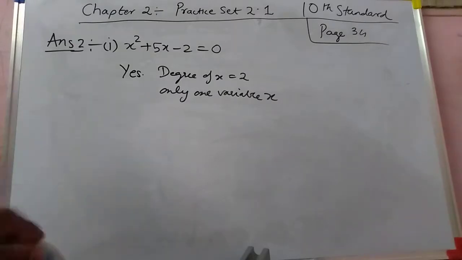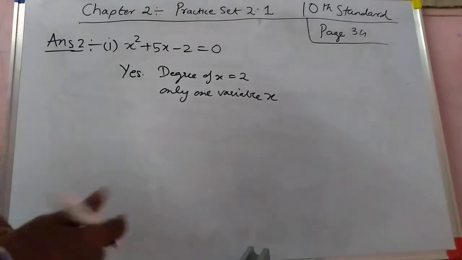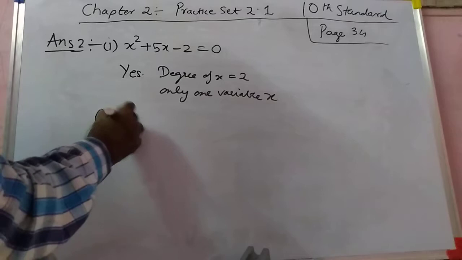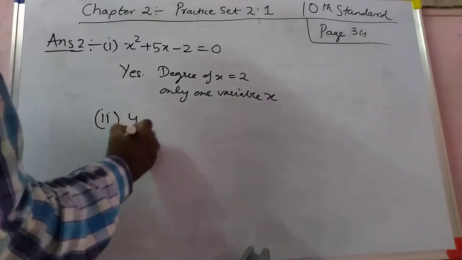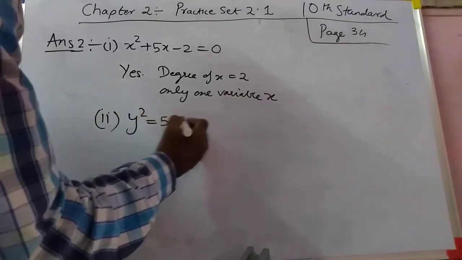तो आंसर फर्स्ट ए है. आंसर 2 देखते हैं अभी क्या करना है. आंसर 2. It is given y square is equal to 5y minus 10.